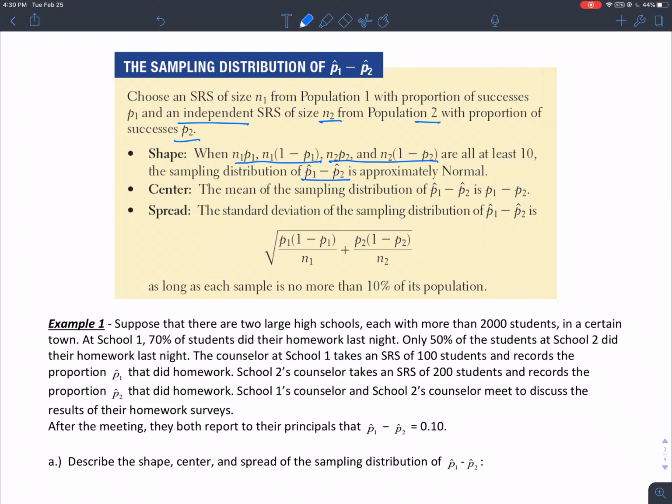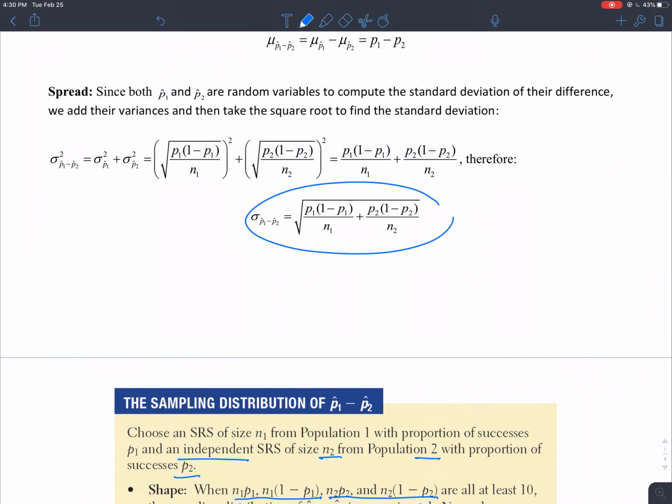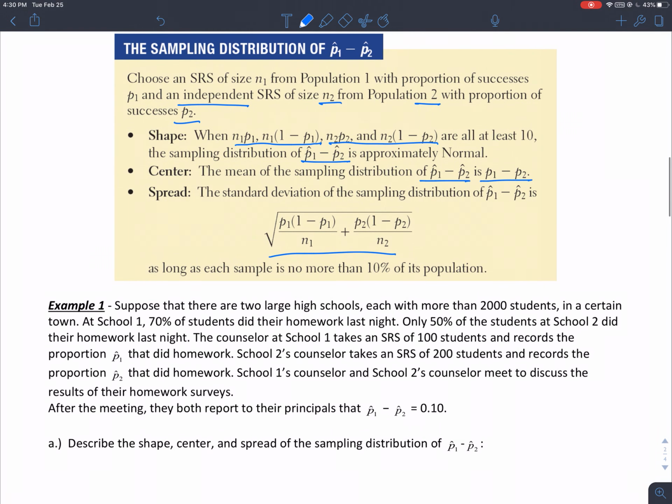All right, and then the center, the mean of the sampling distribution of the difference of two sample proportions, is equal to the difference in the population parameter proportions, okay? And the standard deviation would be this. I think that's what we saw in the previous example, when we did a review of chapter 6 and 7. So, remember, standard deviation can only be calculated when the 10% condition is met.